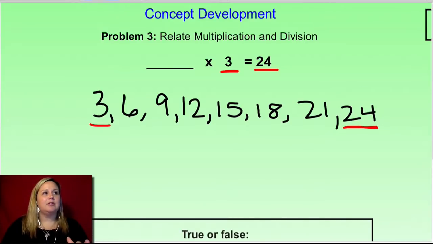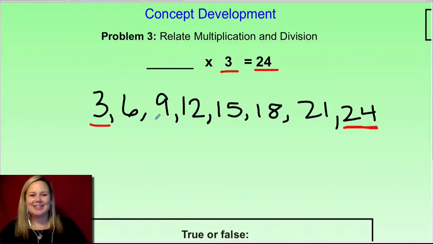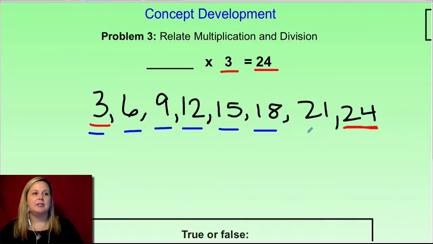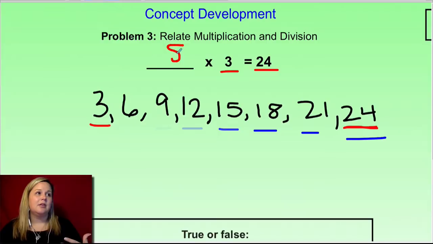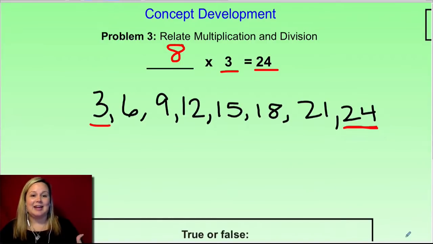So now what I want us to look at is how many times did I count by 3s? Okay, so let's do this. 1, 2, 3, 4, 5, 6, 7, 8. So that means that my other factor in my problem is going to be 8 because I counted 3 eight times. So you can say, how many 3s make 24? You would say 8 3s make 24.